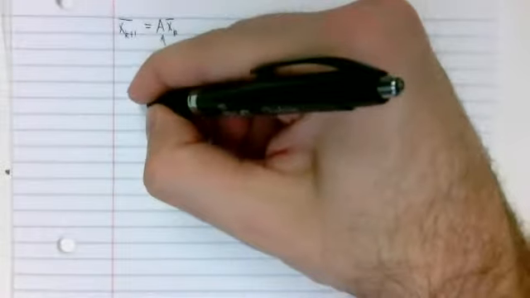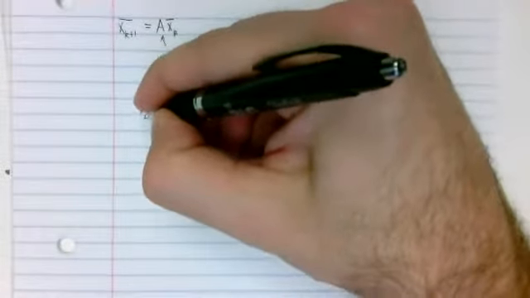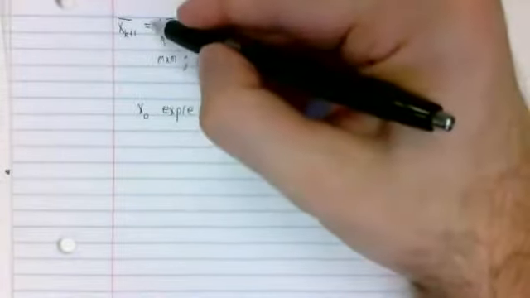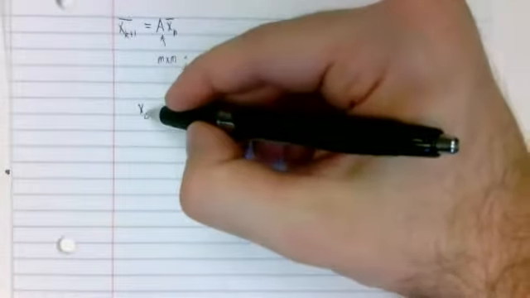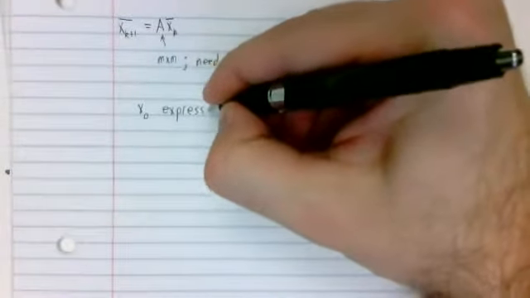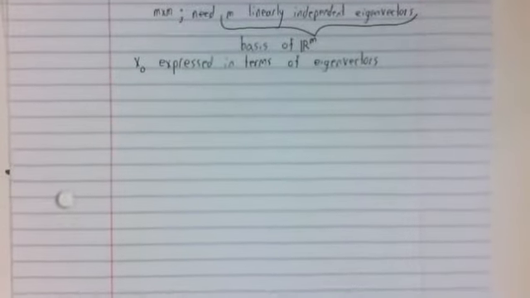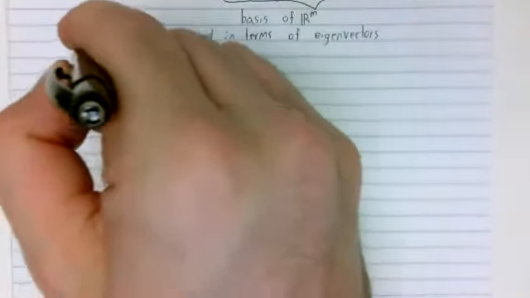And then, because this is a basis, the vector that starts all of this process, x sub 0, can be expressed in terms of these eigenvectors. To see what happens next, it's probably easier to look at a specific example than try to do this in generality.